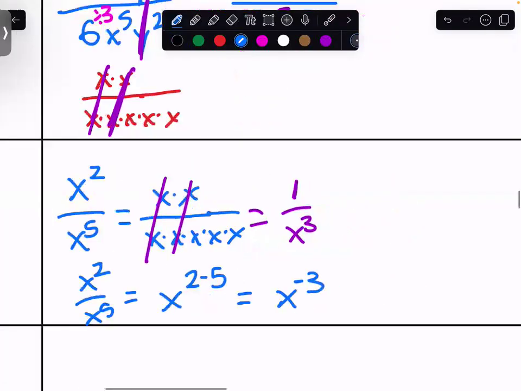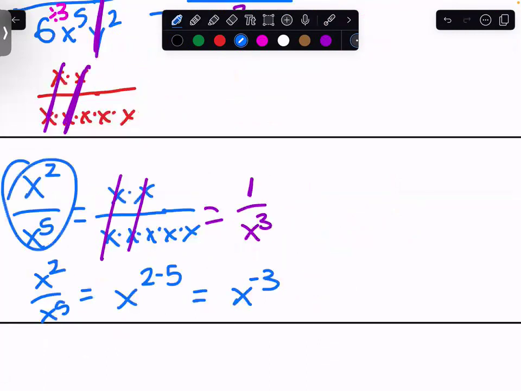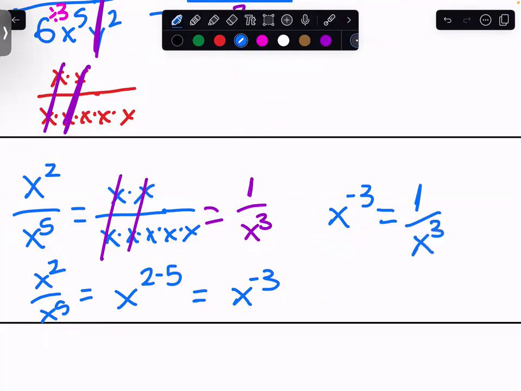Okay, so we solved the same problem twice, and we got two answers. So they have to be equal, right? Even though they look different, it's the same problem, so it has to be the same answer, right? So we see that x to the power of -3 equals 1 over x to the power of +3. Okay, so that means that to make a negative exponent into a positive exponent, you move it to the other part of the fraction. Right now, this is not in a fraction at all, so it moves to the denominator.